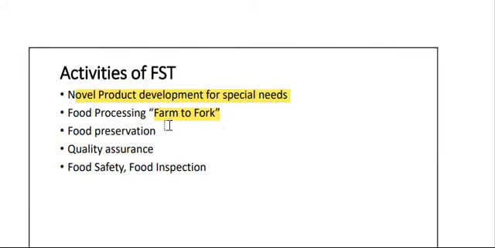Food processing, you can explain it as farm to fork in just 3 words. Farm is the production level, or harvesting and growing level, and fork is the consumption level, or you can say it's the consumer level.